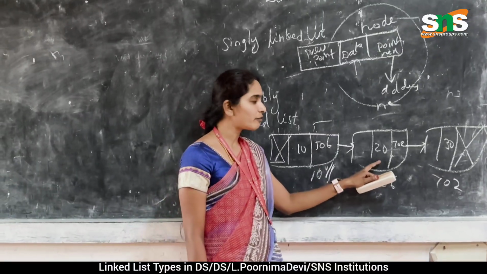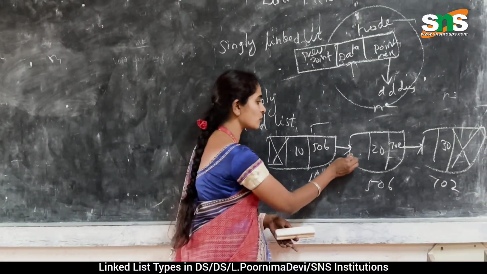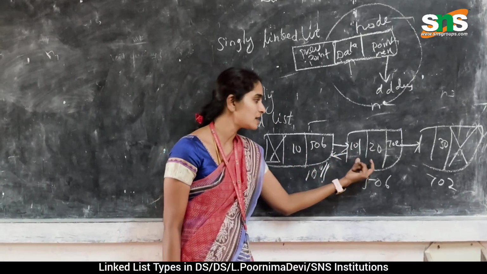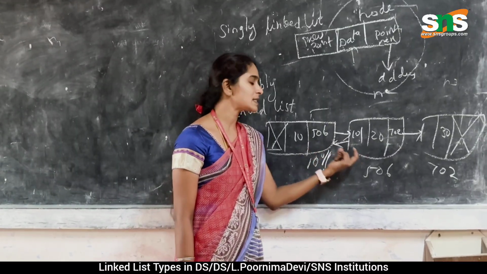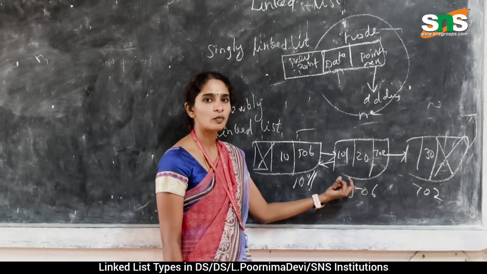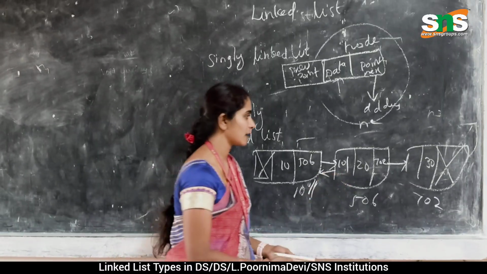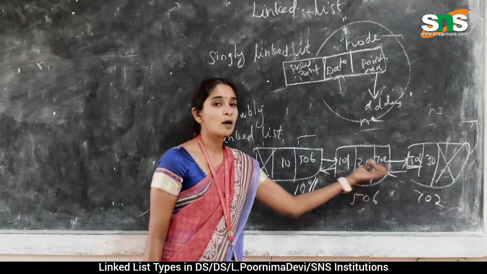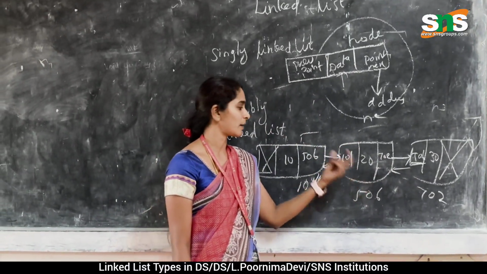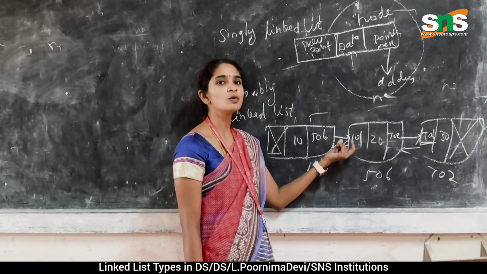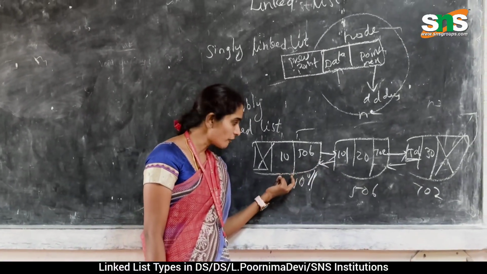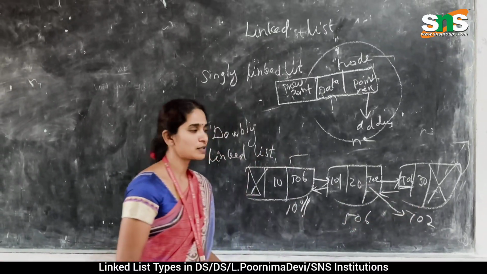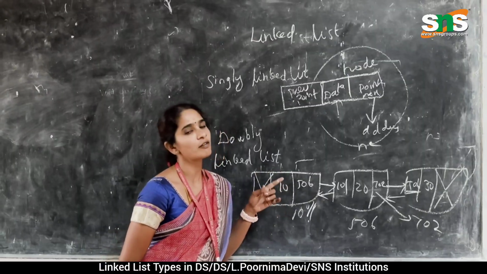Before the element 20, what has to be visited? 101. That is, element 10 is visited before 20. So the address of the element before a particular element has to be mentioned here. Before 30, what is the element? 506. This is an address, not an element. We have to mention the address of the particular element. So the previous pointer identifies the address of the previous element, and the next pointer represents the address of the next element. This is also the pictorial representation of a doubly linked list.